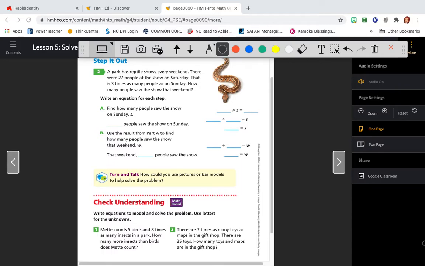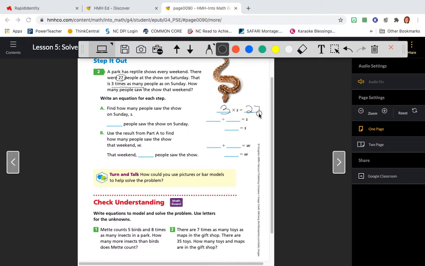So let's build our equation first. We know we're using multiplication. There's our key words there. So there were 3 times as many people. So we're going to put a 3 here. How many people saw the show on Saturday? 27. So there's our equation.